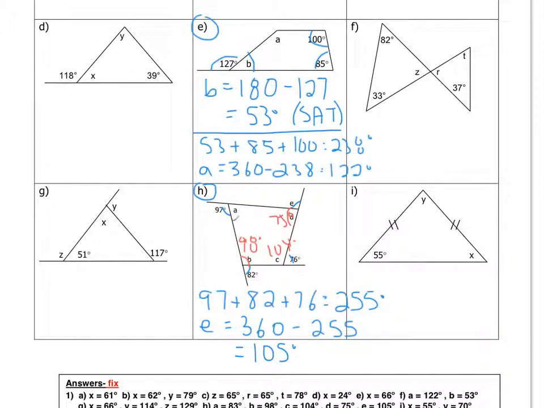And finally, angle A is 83 degrees because 83 and 97 equals 180 degrees.